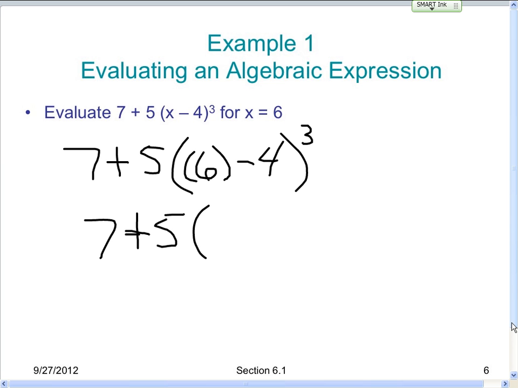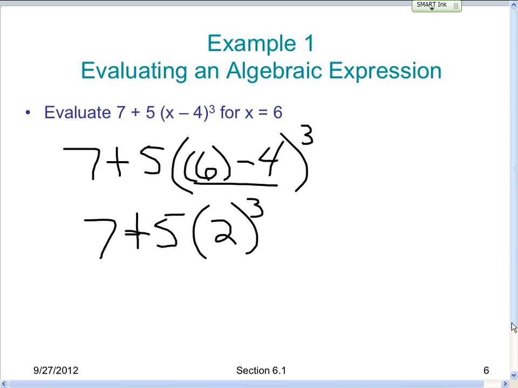Guys, that is not 12. Do not add the 7 and the 5. Now I have 6 minus 4 inside the parentheses. 6 minus 4 is 2. You still do not add the 7 and the 5.